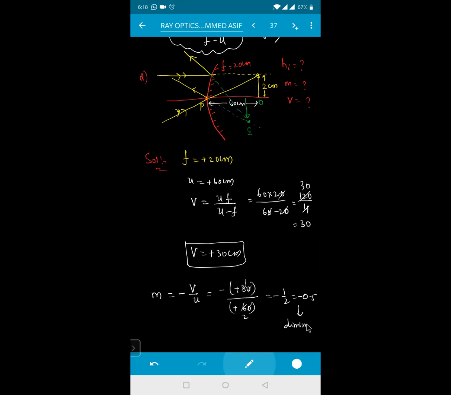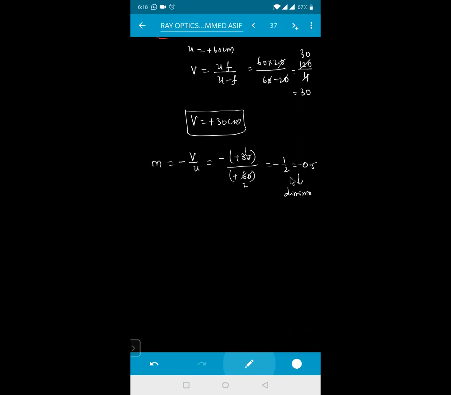The image is diminished because the height of the object is how much for me? 2 centimeters. And the height of the image, how much am I getting right now? 0.5 centimeters. The minus sign indicates that it is inverted. So the image is inverted and it is also diminished.